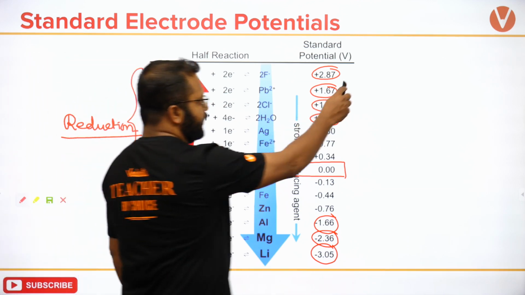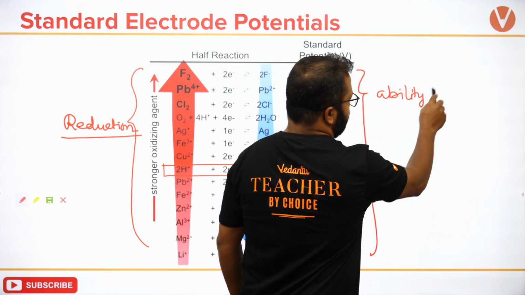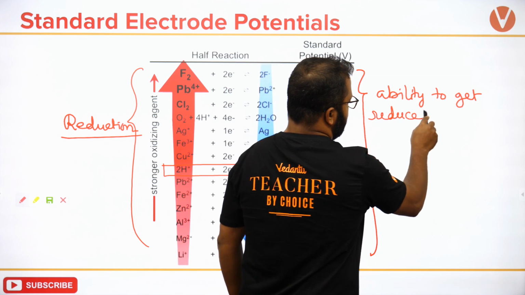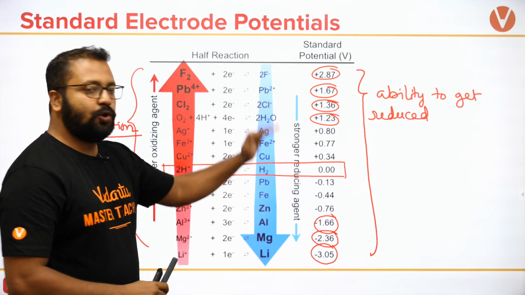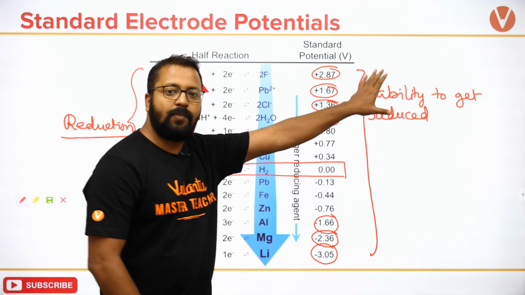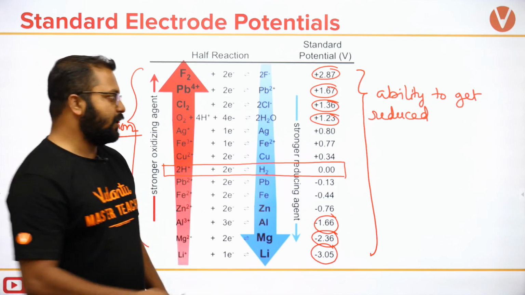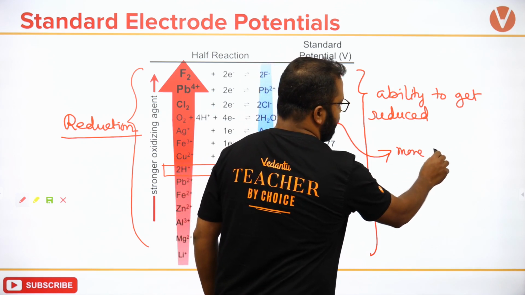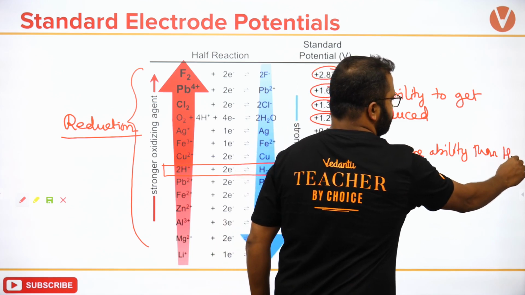So what are these potentials measuring? Ability to get reduced. If these are reduction reactions, then what are we measuring? Ability to get reduced. So if we are measuring the ability to get reduced, then those with positive values have more ability than hydrogen to get reduced.